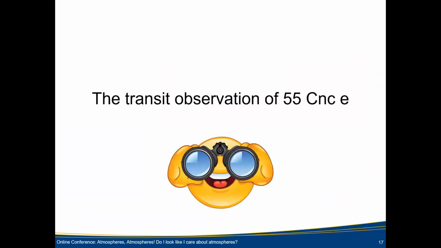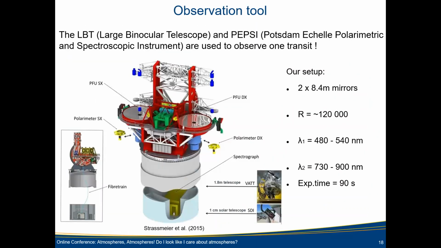Okay, how did we observe the transit of 55 Cancri e? For that, I used the Large Binocular Telescope, and we combined it with the PEPSI instrument. The Large Binocular Telescope is the largest telescope in the Northern Hemisphere. It has two 8.4 meter mirrors, which you combine, and the PEPSI instrument is a high-resolution stabilized spectrograph. We used the wavelength regions which I will show later, and an exposure time of 90 seconds. By the way, PEPSI is the spectrograph with the highest resolution modes which can be used to observe transiting planets, because you can use it in 60,000, 120,000, and also 250,000 resolution modes.